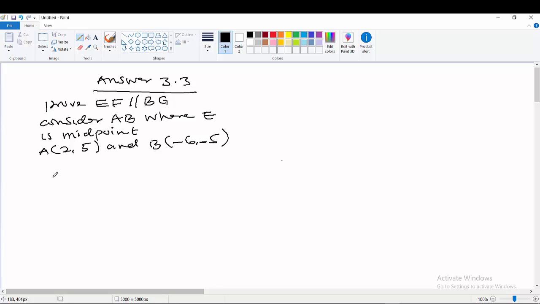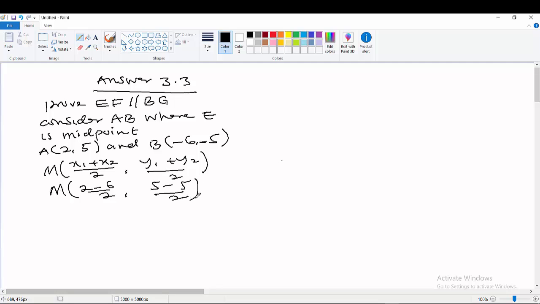So let us use the rule of midpoint now to determine the coordinate of E. The midpoint states that (x1 plus x2 divided by 2, y1 plus y2 divided by 2). That's the midpoint. So our midpoint now is equal to (2 minus 6 divided by 2, and 5 minus 5 divided by 2).